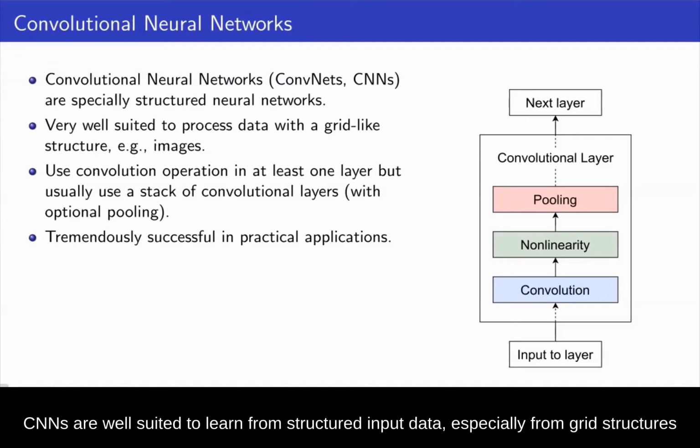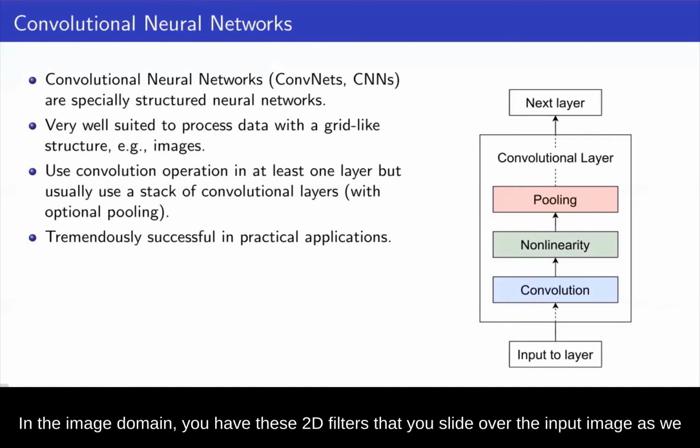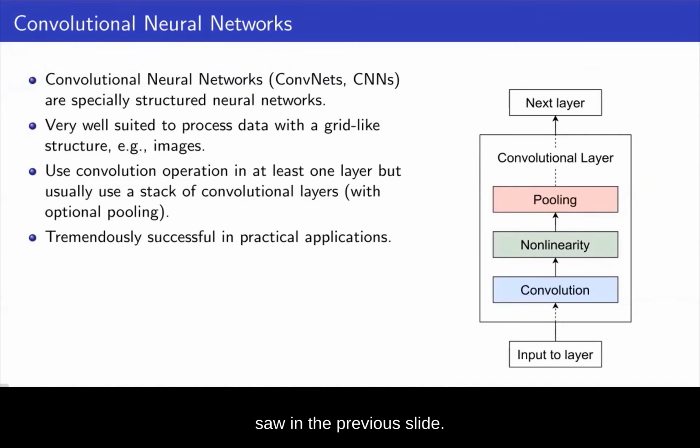CNNs are well suited to learn from structured input data, especially from grid structures such as images. But they're also often very successful in audio processing. In time series, you can have convolutions across time. And in the image domain, you have these 2D filters that you slide over the input image, as we saw in the previous slide.